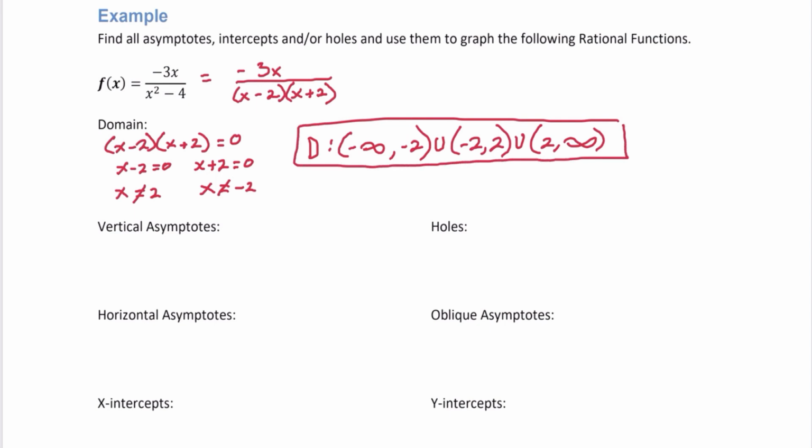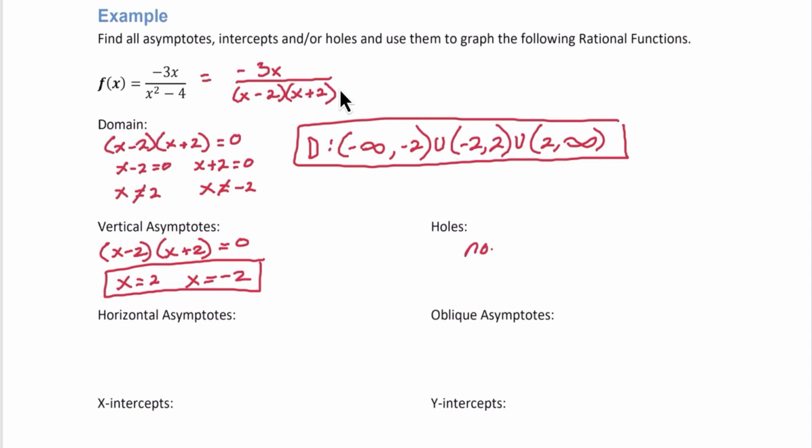To find vertical asymptotes, we set the reduced denominator equal to 0. Notice that none of the factors are the same in the top and the bottom, so nothing reduces. So set the denominator equal to 0. Very similar to what we did for domain. We'll see that we get x equals 2 and x equals -2 as our two vertical asymptotes. Holes in the graph occur when you have factors that reduce or cancel in the numerator and denominator. Nothing canceled or reduced here, so no holes.